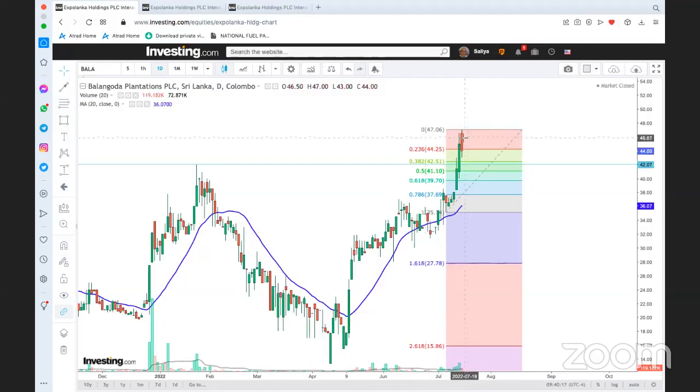So at this point it's fair enough for us to test, rather wait for this breakout to take place and to understand how long it's going to happen, right? How long it will take for it to really happen. So this is Balangoda. Similarly, I think even all the other counters, the same scenario. As far as some of the plantations are concerned, they are testing new highs, right?